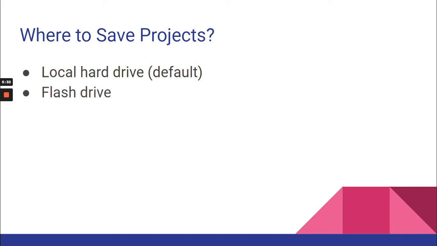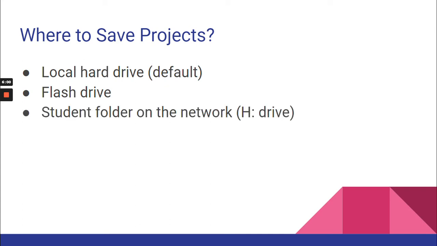Flash drive. Flash drive is a really good place because it's portable. You can take it home. It doesn't get wiped out by the computer tech. What's bad about a flash drive? You can lose them, you can flush them, it can be easily stolen. Dog can eat your homework. Get it wet, drop it in a drink, whatever. There's also this student drive on the network. Not really a good place because you can't get to it from home. So I wouldn't recommend it.